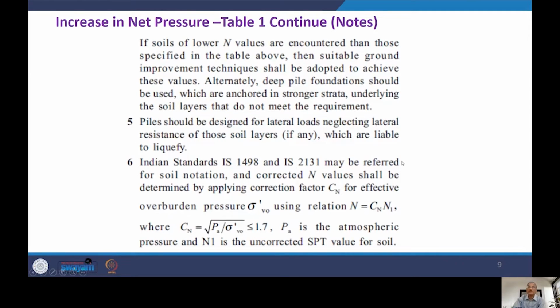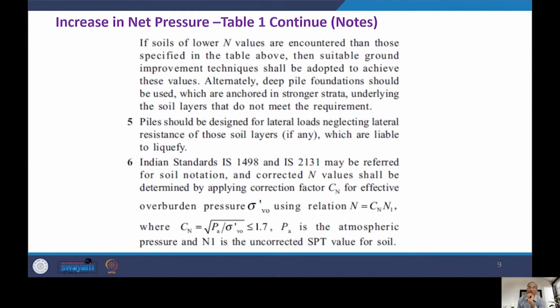Alternatively, deep pile foundations should be used, which are anchored in strong underlying soil layers that will meet the above requirements. Piles should be designed for lateral loads, neglecting the lateral resistance of those soil layers which are liable to liquefy. If the piles are passing through liquefiable soil layers, then while determining the load carrying capacity of the pile, those liquefiable layers should be neglected.